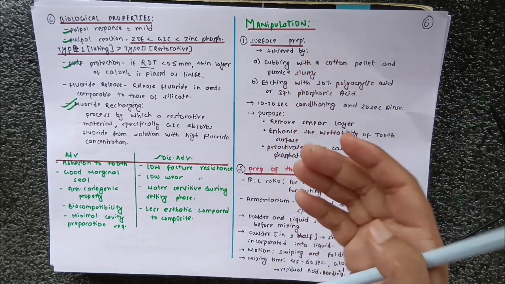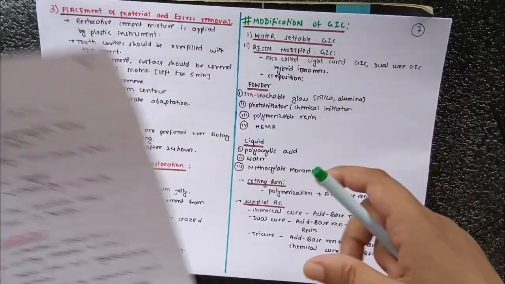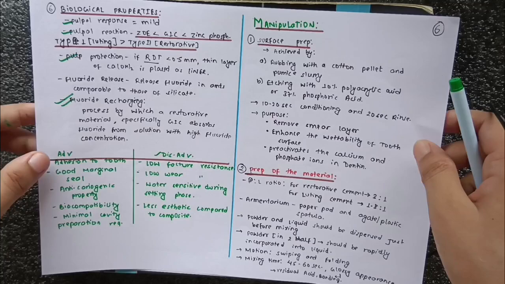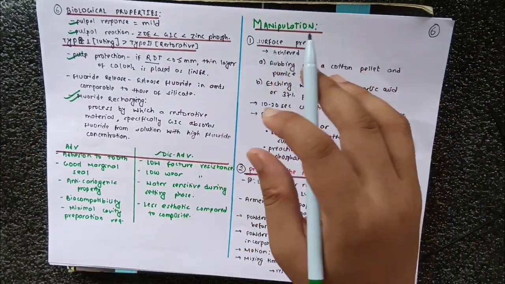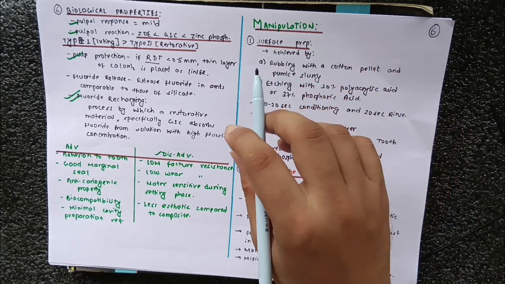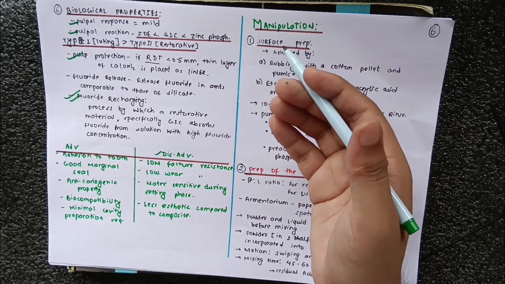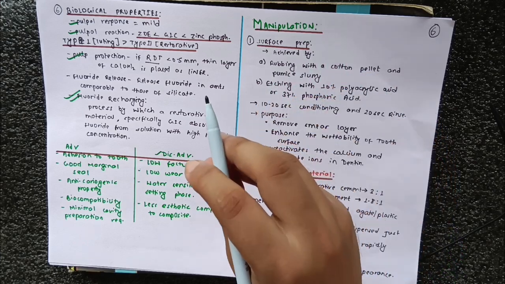After that, in the manipulation section, I will be discussing it in 5 different points. In manipulation, our first point is surface preparation. So when there is tooth decay or tooth caries present there, what we do is we excavate that portion of the tooth and we just apply the GIC.